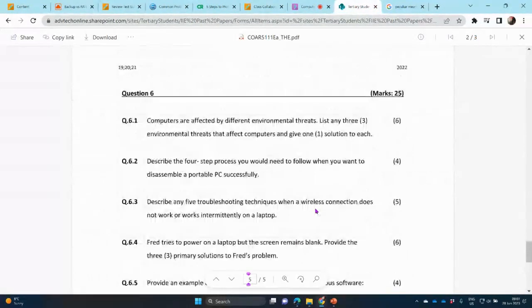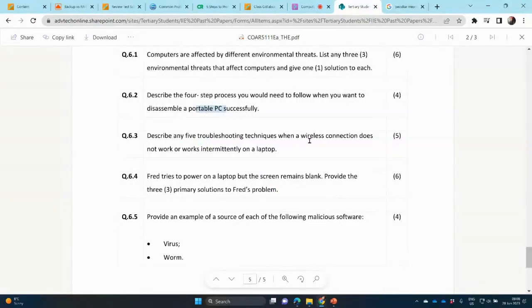That's question 5. Then question 6 speaks about computers being affected by different environmental threats. List 3. We've seen this question a couple of times. Environmental threats have to do with heat, humidity, radio frequency interference, electromagnetic interference, or electrostatic discharge. All of those kinds of things are in the environment. All right, so environmental threats. Then, 4 processes that you would follow when you want to disassemble a portable PC. This is a laptop portable PC.